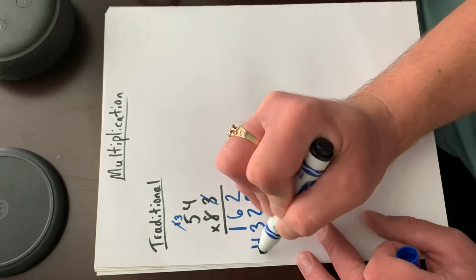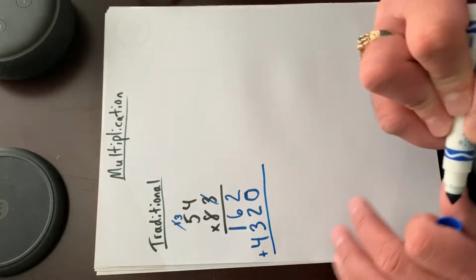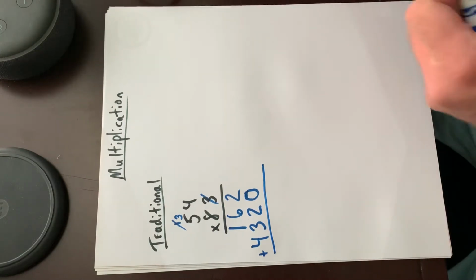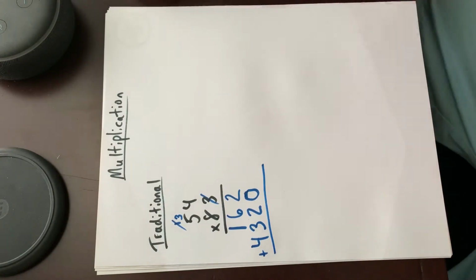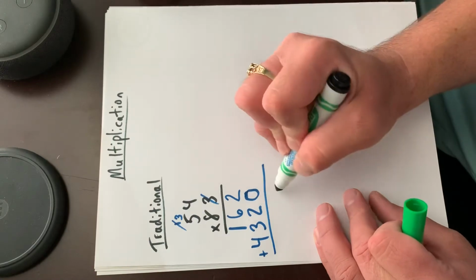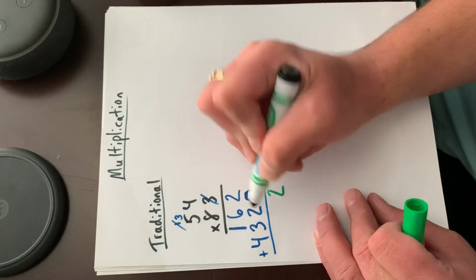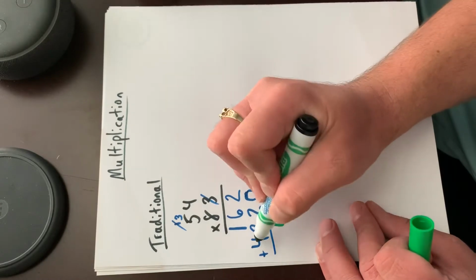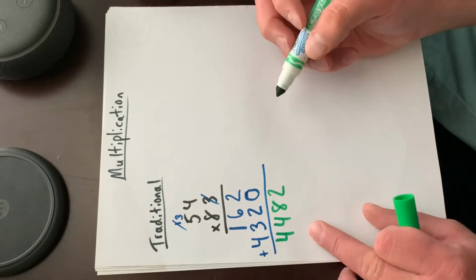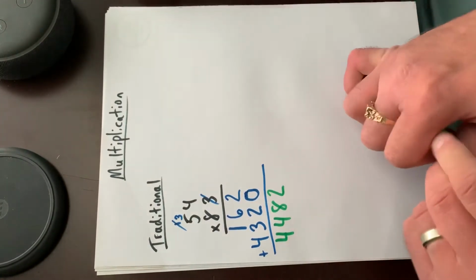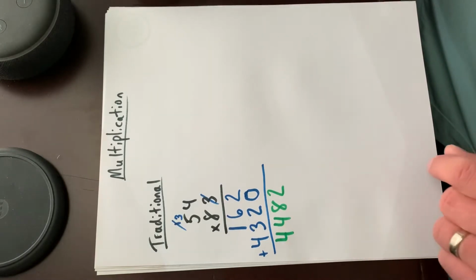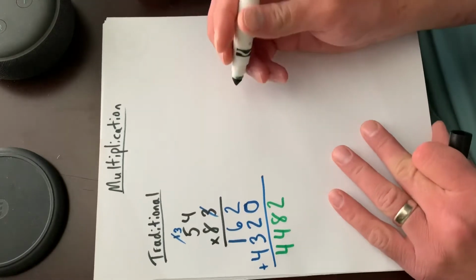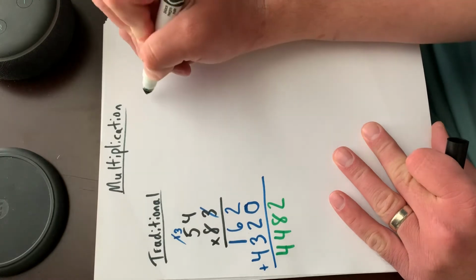Now, make sure everything's lined up. We're going to add that together, and I'm going to do that in green. 2 plus 0 is 2. 6 plus 2 is 8. 1 plus 3 is 4. And 4 plus nothing is 4. The answer is 4,482.